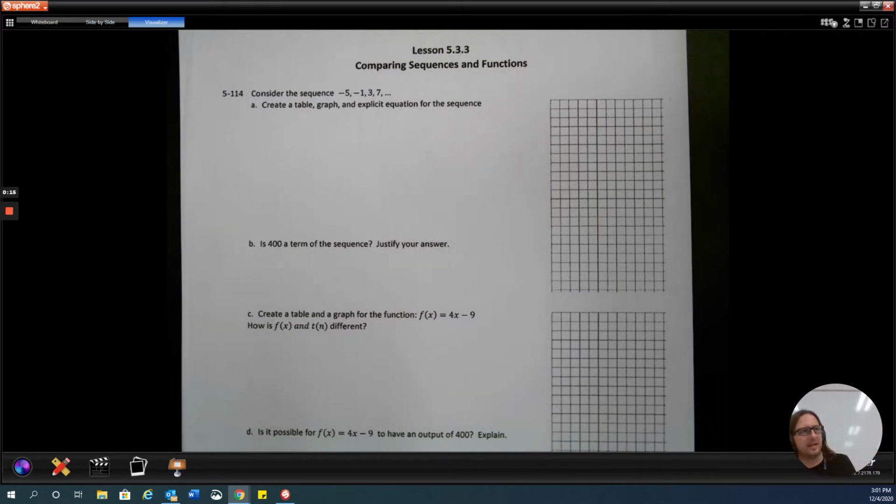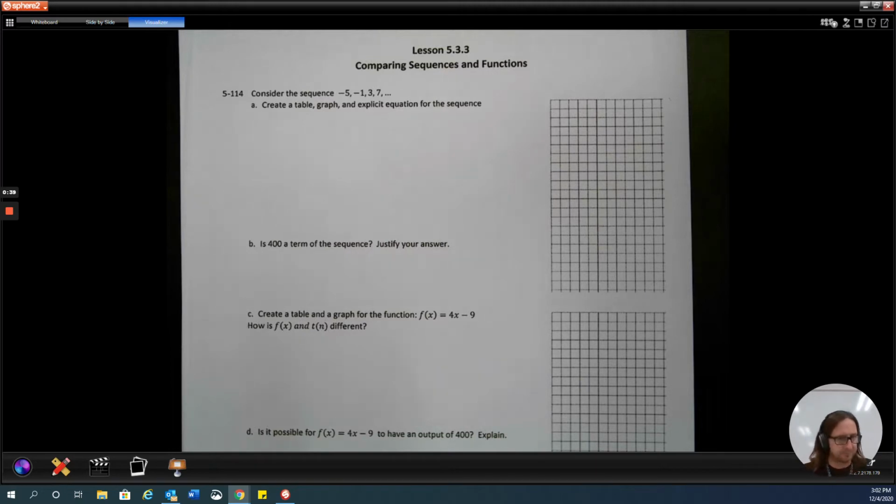Comparing sequences and functions. A lot of these comparisons we've already looked at, but we're just going to formalize our knowledge at the end here of this part. So we're going to start with question 114. We're going to look at the sequence -5, -1, 3, and 7. We're going to create a table, create a graph, and then make an explicit equation for the sequence.